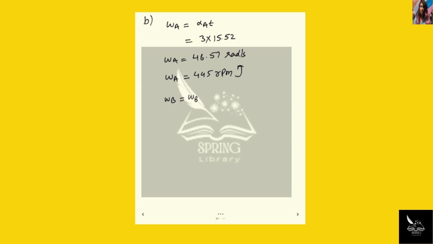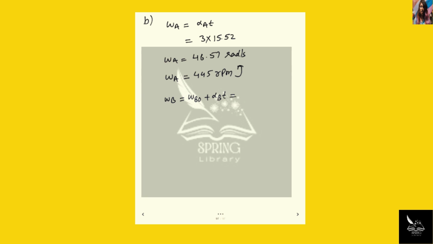Now moving to part B, in which we determine the angular speed of each disk. So omega A can be written as alpha A multiplied by t, where alpha A is 3 and time t is obtained as 15.52 seconds. So from here we get omega A equals 46.57 radian per second, that is equal to 445 rpm, in the anti-clockwise direction.